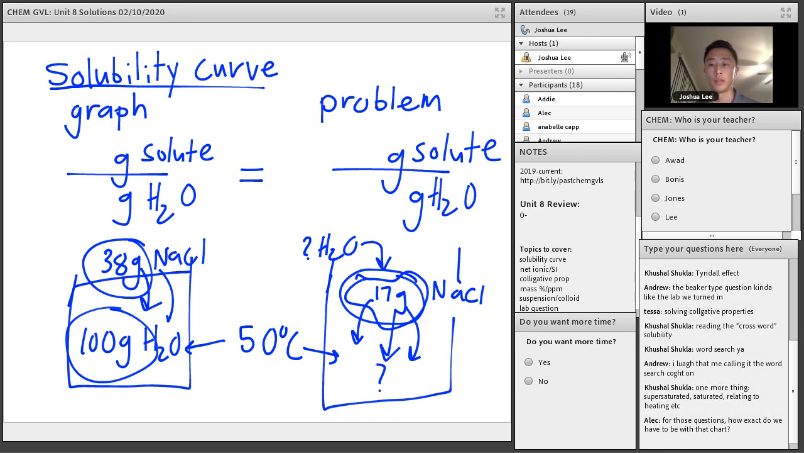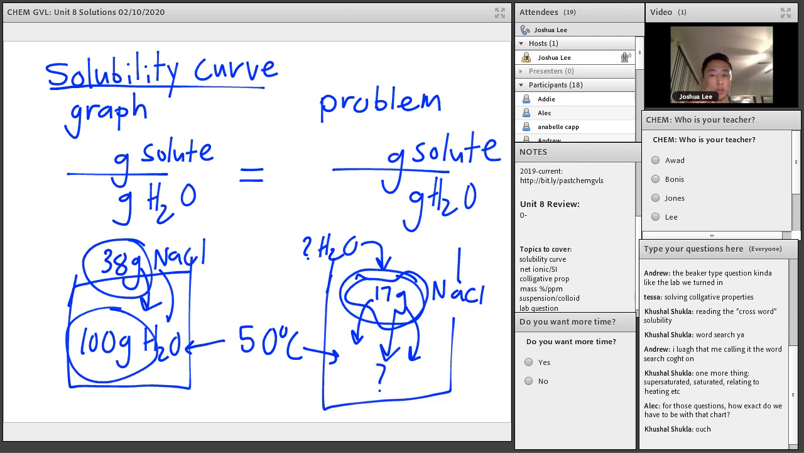For those questions, how exactly do we have to be with that chart? Within 1 or 2 degrees, I think. Maybe I'll be nice and make sure that it'll either be the halfway point or on the actual axis.